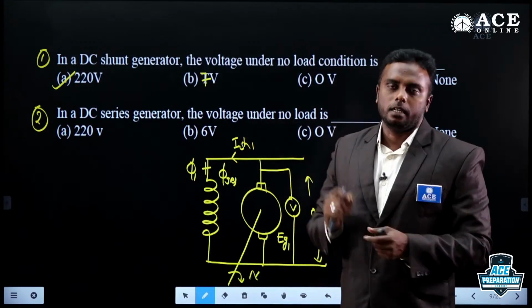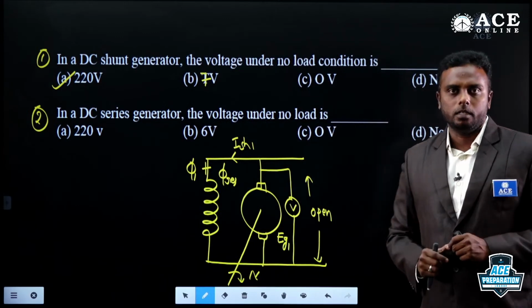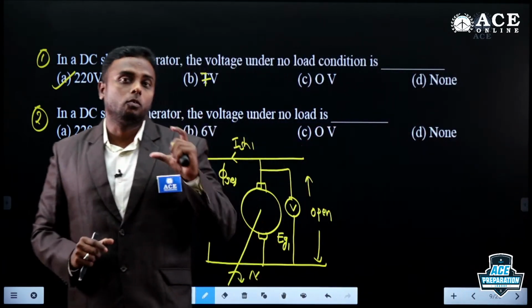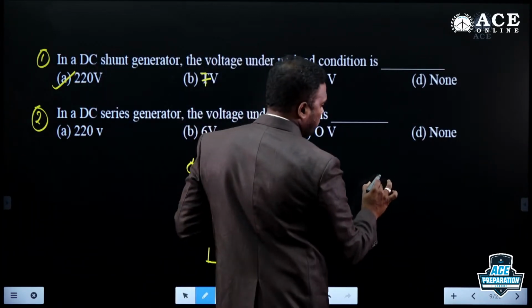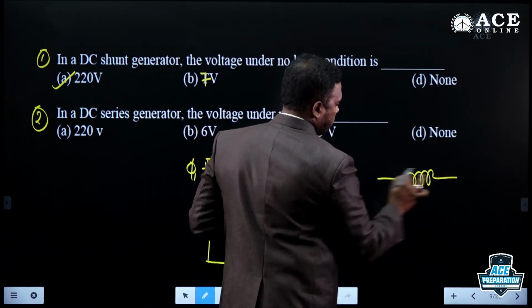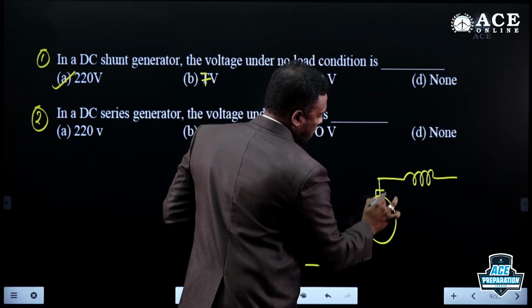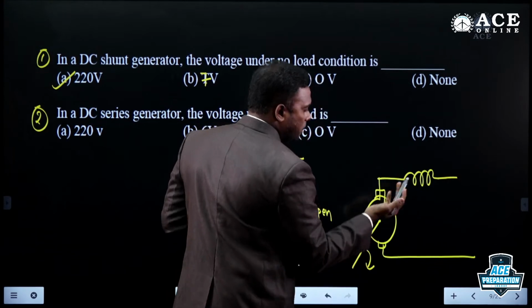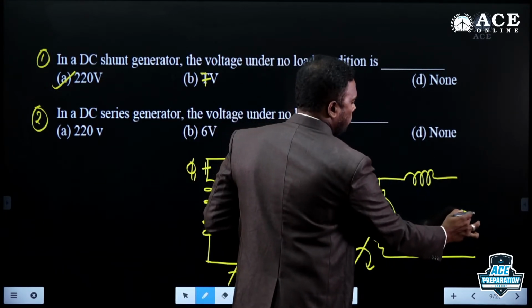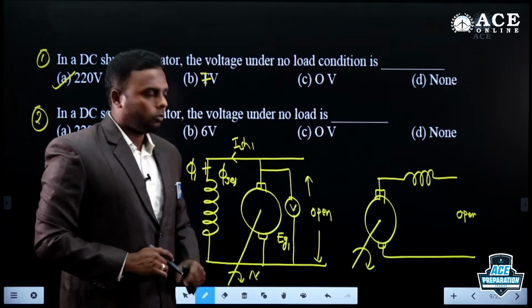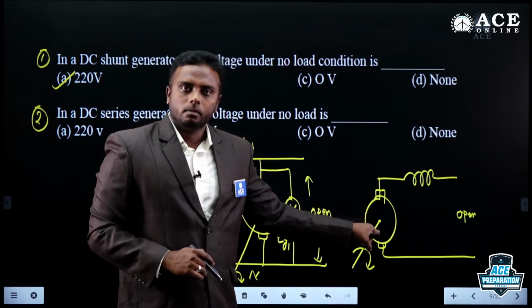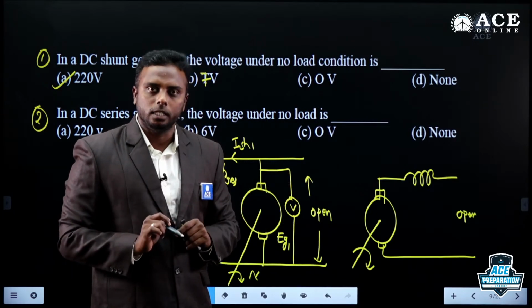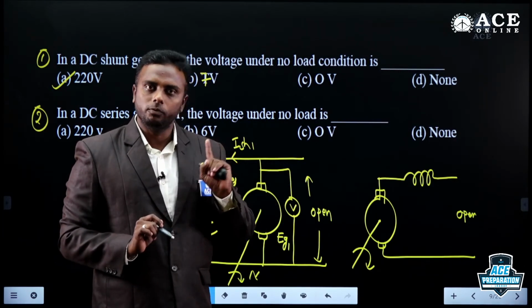Okay, next, series generator. Let us observe the same condition in a series generator. If it is a series generator under no load condition, take the figure for example, this is a series generator. Same thing, residual flux is available, so we start rotating and it is open. No load means open. Now tell me, if you start rotating, residual flux is there inside, a small amount. So how much voltage will be induced initially? A small voltage will be induced.